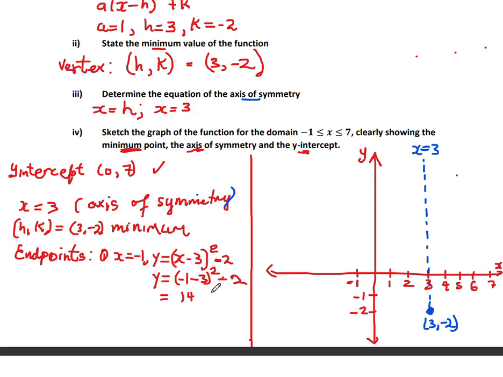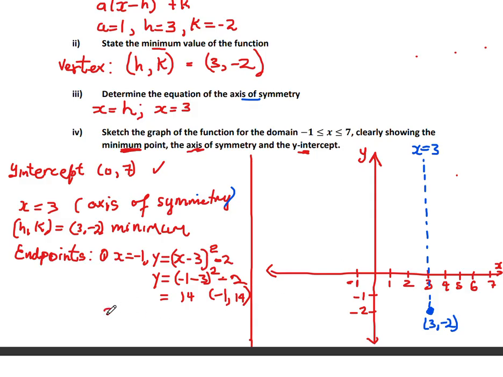So the coordinate of the endpoint associated with the lower limit of the domain, which is -1, is -1 matching to a corresponding y value of 14. We can go ahead and plot that shortly.